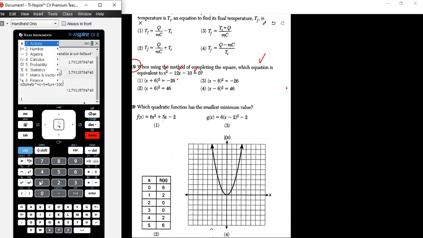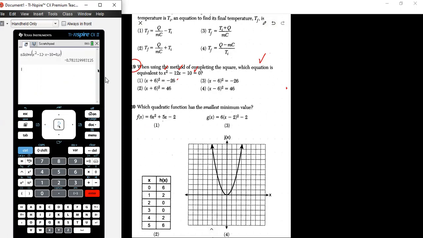So I'm going to go menu 15. I'm going to get rid of this, and I'm going to solve the original equation. So I'm going to go menu 31. This is going to be x squared minus 12x, and then minus 10 equals 0. And then, of course, you got a comma x. And then I press enter.